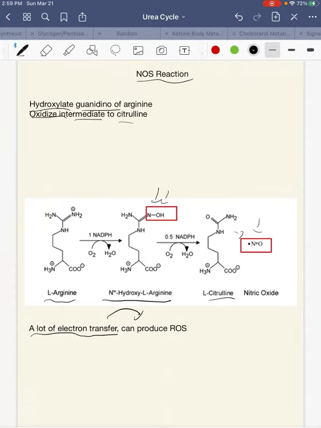So if this is ever asked about, how is this related to the pentose phosphate pathway? Remember the pentose phosphate pathway can make NADPH, which helps make glutathione, and glutathione helps with reactive oxygen species. So if you're asked about nitric oxide synthase and how that's related to the pentose phosphate pathway, you'll have to talk about the oxidative phase of the pentose phosphate pathway. So that's one way that this reaction is related to other pathways that we've talked about.